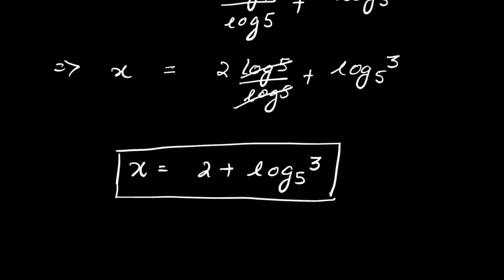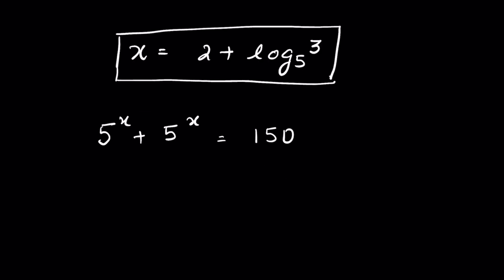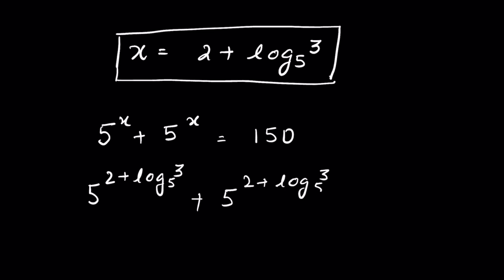Now let's verify this answer. 5 to the power x plus 5 to the power x. We need to verify whether it is equal to 150. 5 to the power 2 plus log 3 with base 5 plus 5 to the power 2 plus log 3 with base 5. Check whether it is equal to 150.